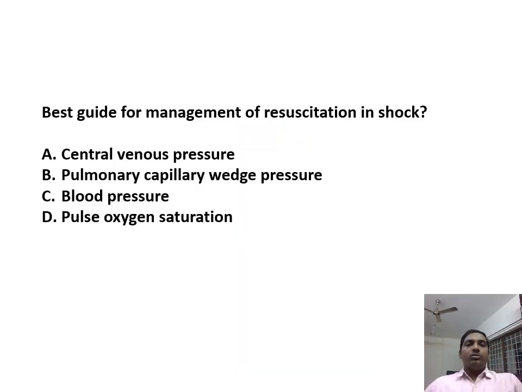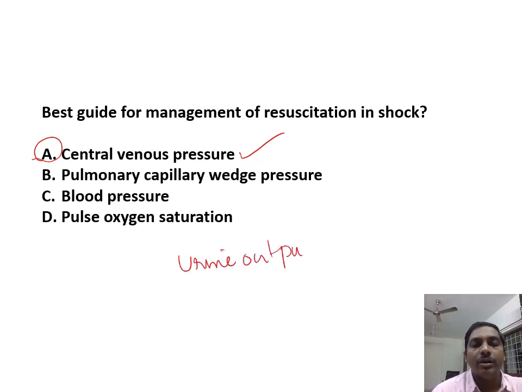So with this we discuss some MCQs. What is the best guide for management of resuscitation in shock? The best guide will always be central venous pressure. Okay, if urine output is given in the option, that can be used, but the question should be best clinical parameter.